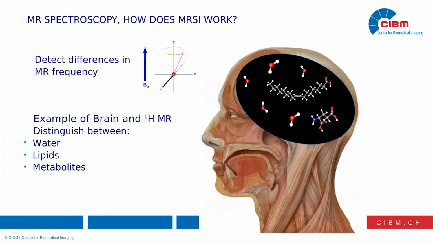MRS, magnetic resonance spectroscopy. Roughly, this is a method that allows to detect the difference in resonance frequency from different components present in some body or some part of the body, like the head, for instance, in the brain. This method would allow us to distinguish water signal from lipids or metabolites.